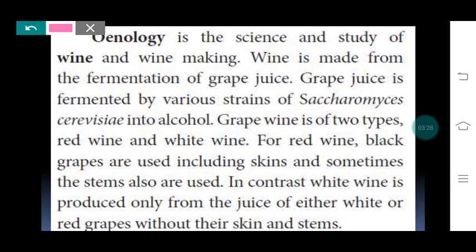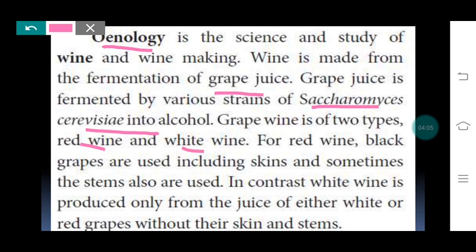Next, we are going to study how wine is produced. The science and study of wine and wine making is called oenology. Wine is made from fermentation of grape juice. Fermentation, I already told you, is spoiling one product using microorganisms to gain another product. Here the grape juice is fermented by various strains, that means types, of Saccharomyces cerevisiae into alcohol. Now there are two types of grape wine: red wine and white wine. This is a 2 mark question.